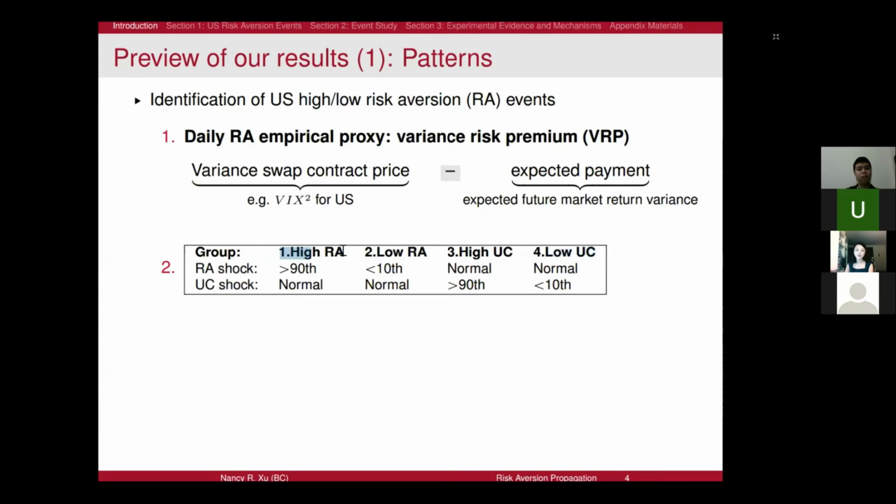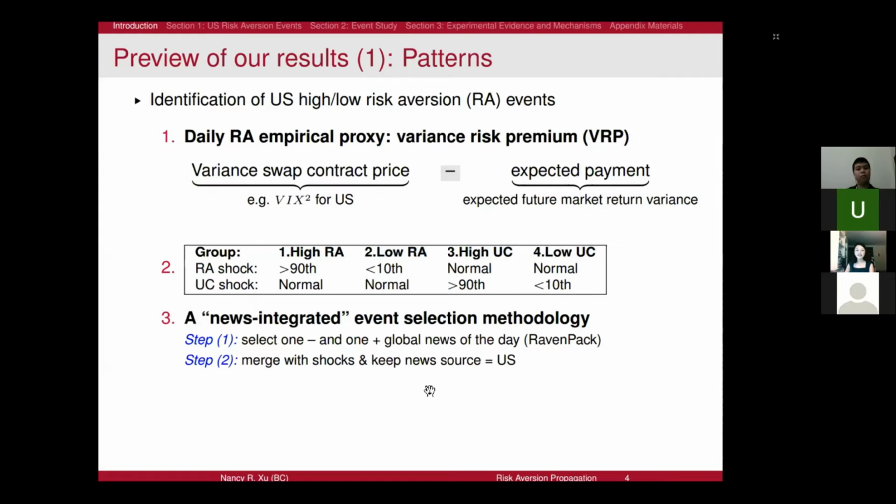But of course, we focus on the high and low uncertainty risk aversion period for this paper. Now, you can imagine we have a list of high risk aversion days and a list of low risk aversion days. The next point, corresponding to the challenges we have, is the country origination. How do I know these increases and changes in the risk aversion in the US are caused by US events?